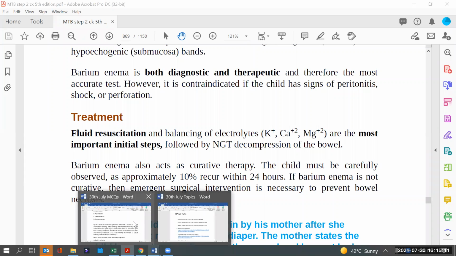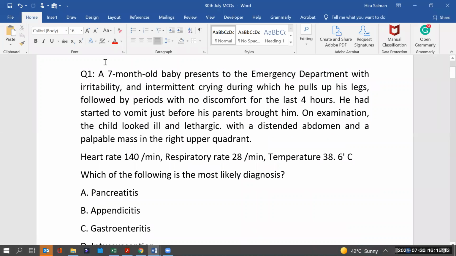So let's have a look at the question. Here the question is saying, a 7-month-old baby presents to the emergency department with irritability and intermittent crying, during which he pulls up his legs, followed by periods with no discomfort for the last 4 hours. The continuous crying was there.